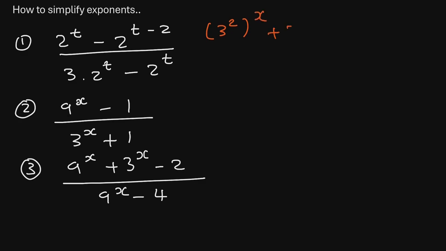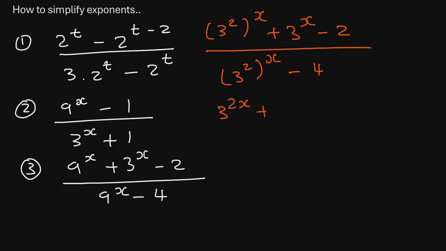We have 3 to the power of x minus 2 all divided by what? 9 can also be written as 3 to the power of 2, all to the power of x minus 4. So now when we simplify this, it's just going to be what? At the top, we're just going to have 3 to the power of 2x plus 3 to the power of x minus 2. And then at the bottom, this will multiply. Also, we have what? 3 to the power of 2x minus 4.